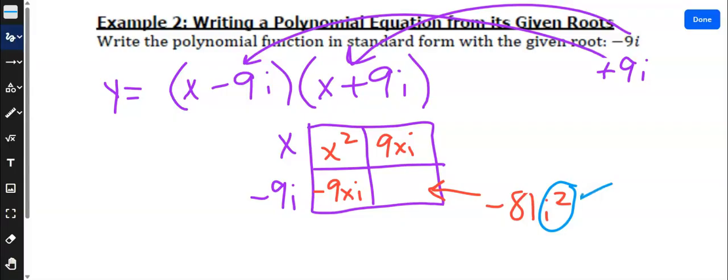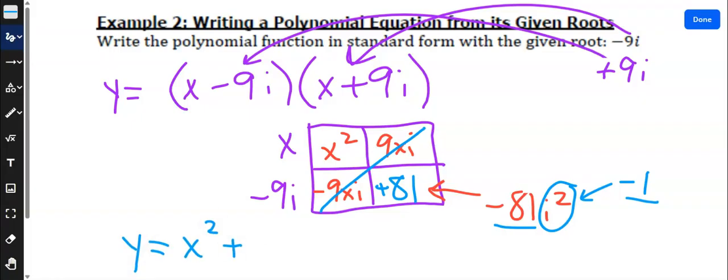Isn't that just negative 1? So you're saying negative 81 times negative 1? Well, isn't that just positive 81? Yeah, it is. And wait a minute, Mr. Stailey, don't those two boxes cancel out? Yes, they do. So you're saying the final answer is y equals x squared plus 81? Yes, I am.